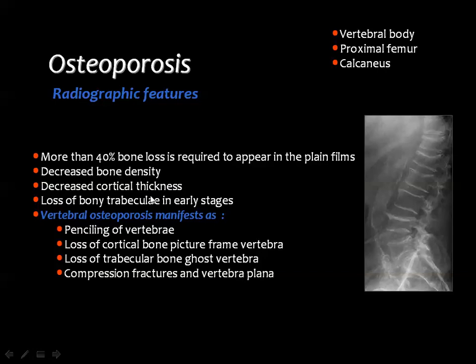density and the decreased thickness of the cortex of the bone and loss of the primary trabeculae inside the vertebral body. And this is also seen in the plain films and the CT scan, and you may appreciate the changes in the MRI after the occurrence of vertebral fractures.